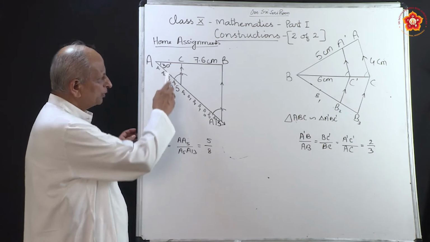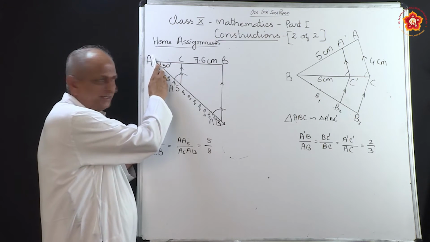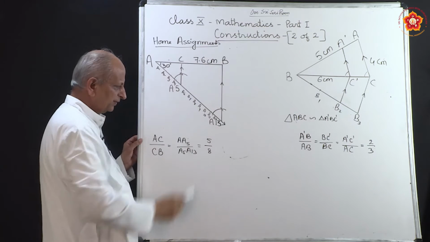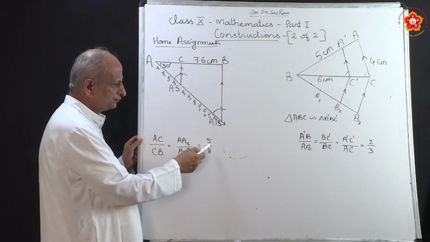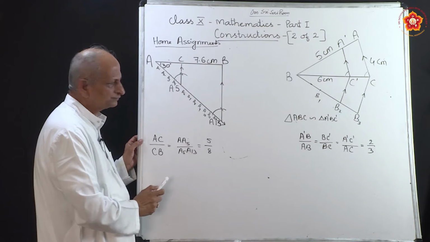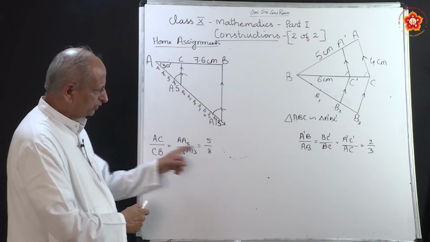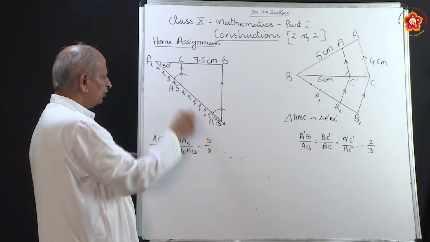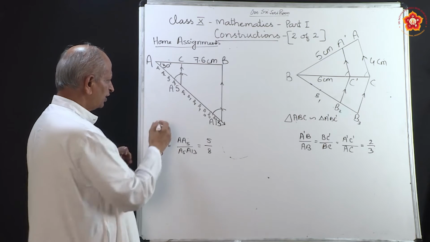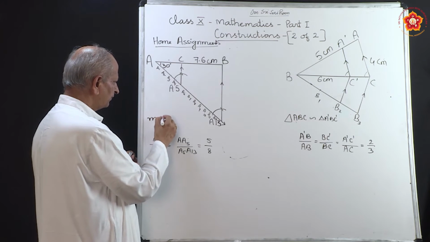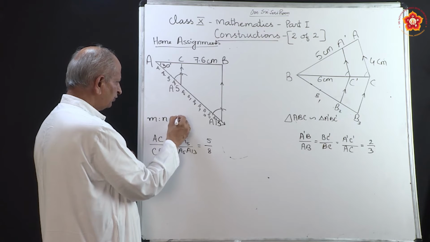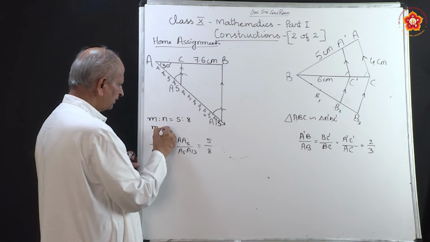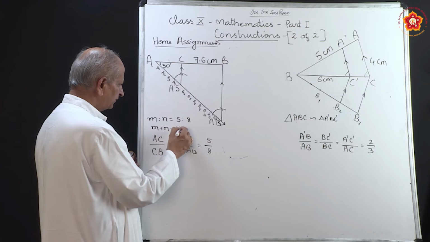See, there is a question about dividing a line AB of length 7.6 centimeters in the ratio of 5 by 8. When such ratios come, you have to do 5 plus 8. This is called ratio m is to n. M is to n is 5 is to 8. So, you have to find out m plus n, that is 13.